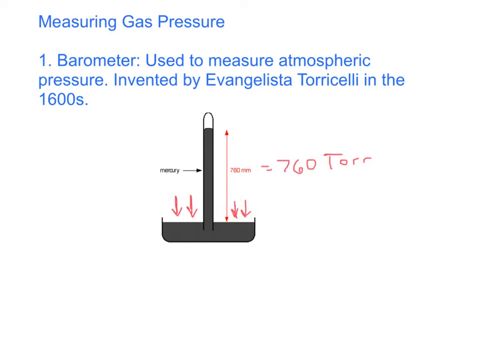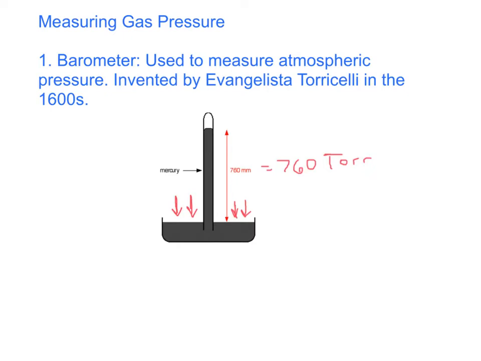So those red arrows pushing down represent the atmospheric pressure pushing down on the mercury. And of course, mercury is a very dense, heavy liquid, and the mercury actually drops down, leaving a vacuum. This is an empty space with no air molecules in it, and the height at which the mercury settles would be a measure of the air pressure that's pushing down.